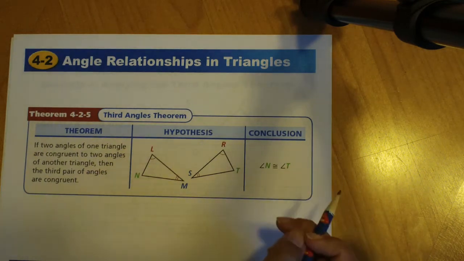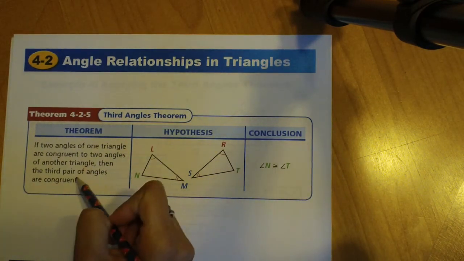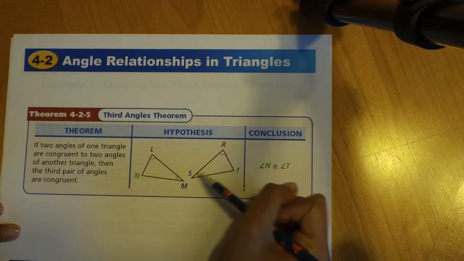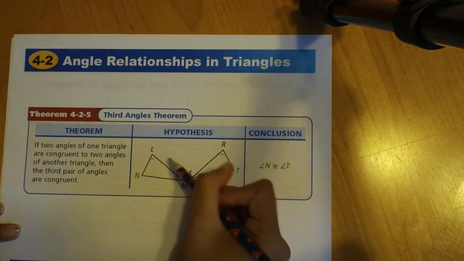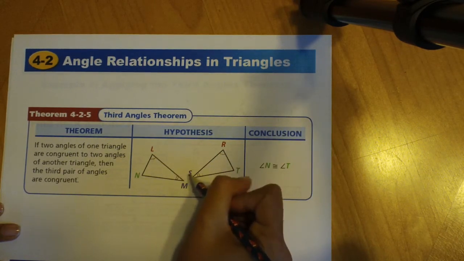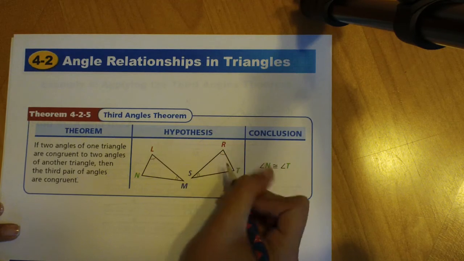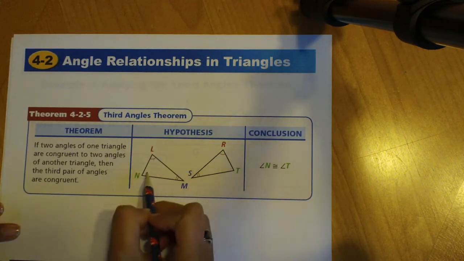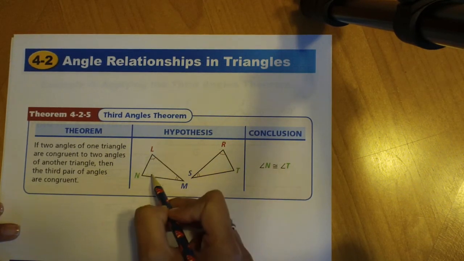Oh, I lied. This is the last theorem. Okay, so this one says that if you have two triangles where two sets of angles are congruent, then that means that the third one, the leftover angle, is also congruent to the other.